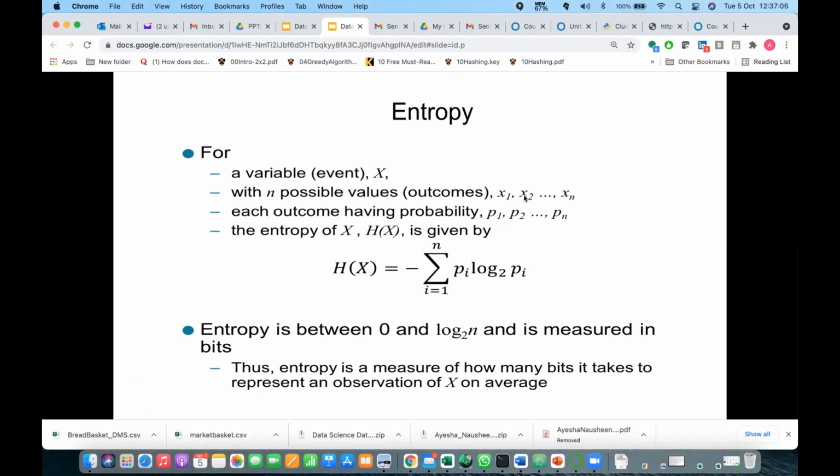Then once you get x1, x2, ..., xn values and p1, p2, ..., pn values, you can simply compute entropy by using this formula. Entropy is between 0 and log2 n and is measured in bits. This entropy is a measure of how many bits it takes to represent an observation of x on average. Because it's log2 n, it is measured in bits, so it always gives you 0, 1, 0, 1, 1, 1, like that.